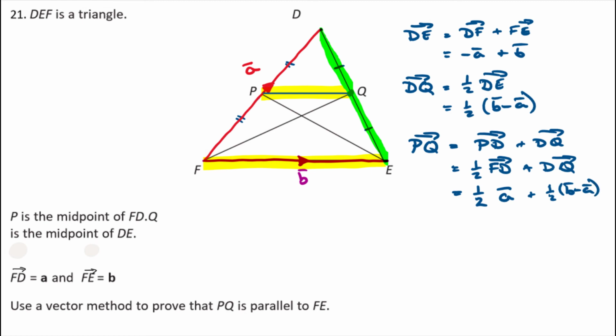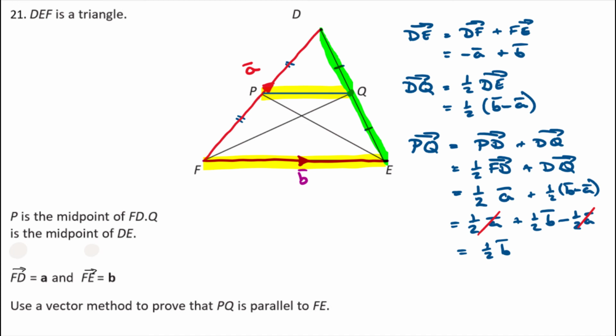So P to Q then is half A plus half B minus A. Removing the brackets, that's going to be half A plus half of vector B minus half of vector A. You should see that those two cancel, and that just leaves you with half B. So now I've found P to Q is half of B.